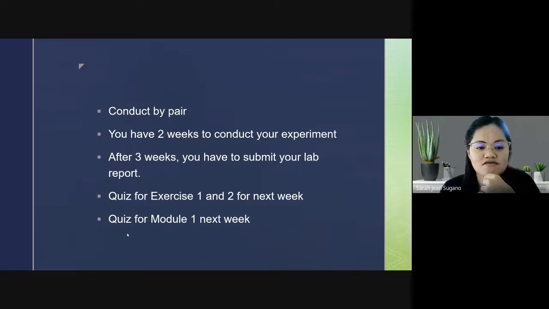Okay? And then you have 2 weeks to conduct your experiment. Next week, I won't meet you for this so that you will have time. It is better to do it within those 2 weeks, because you will observe it for 7 days. After 3 weeks, you have to submit your lab report, and of course, you have to submit it in the VSU EE. Okay? So that is for exercise number 2. Do you have any question, class, or clarification?